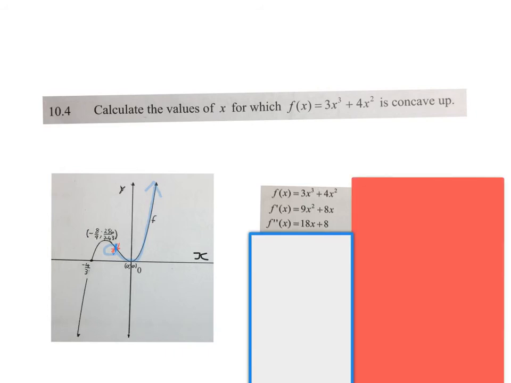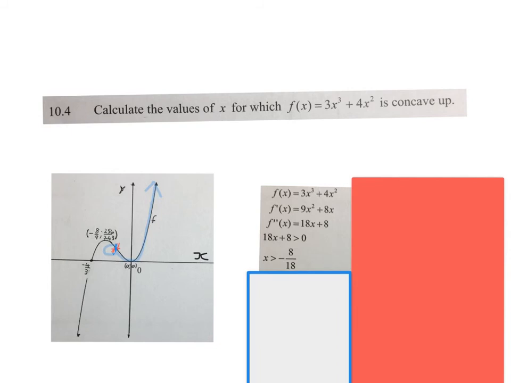The second technique is to work out your second derivative. Your second derivative is positive where the graph is concave up. So you take the second derivative and make it bigger than 0. Then you solve for x, and then you have your final answer. This curve is concave up where x is bigger than minus 8 over 18. Or you can simplify it like this.